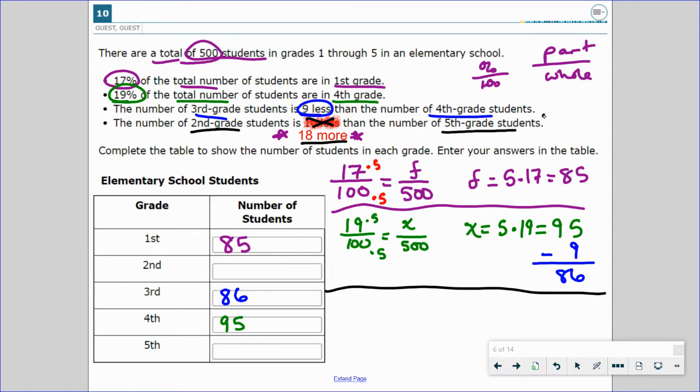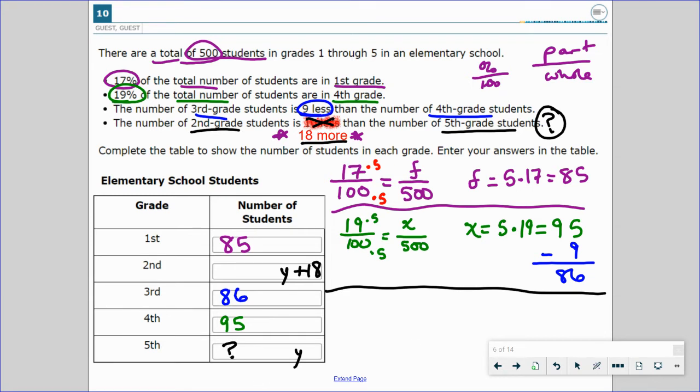But wait a second. What is that number of 5th grade students? We don't know. Let's call that y. What we do know is the number of 2nd graders is 18 more than that. Now, 18 more, what do we start with? We start with the number of 5th graders, and then we add 18 more. But still, Mr. Cowan, what the heck does that mean?